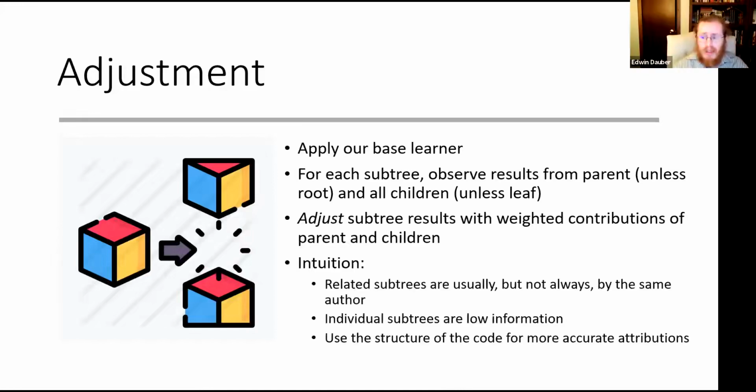The intuition is that related subtrees are usually, but not always, by the same author. And the individual subtrees have low information. So we're using the structure of the code, of the tree, to give us more accurate attributions.